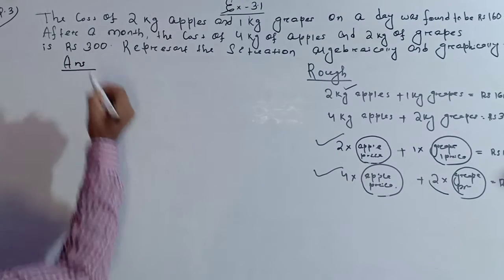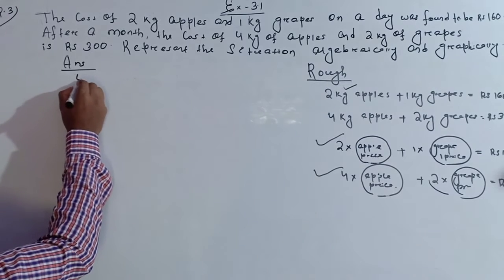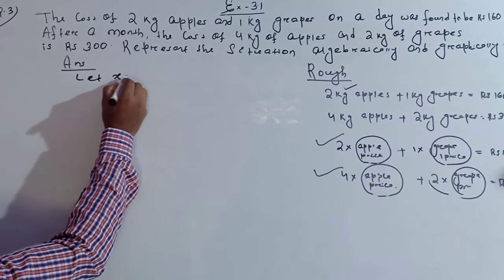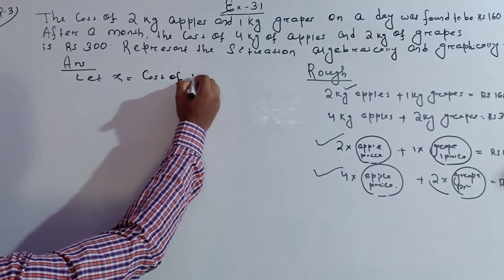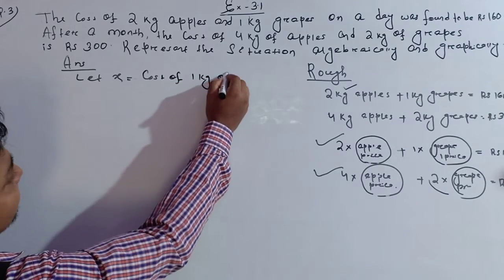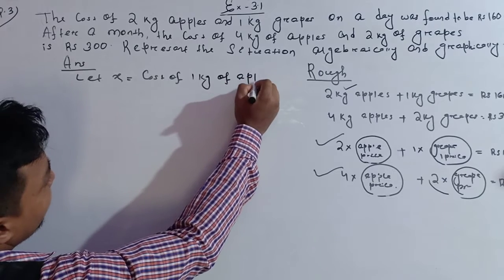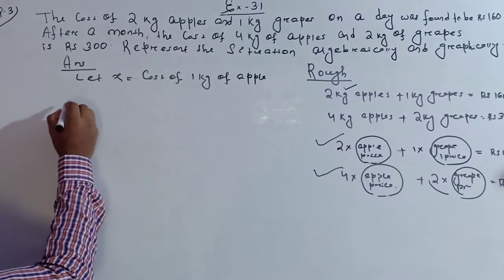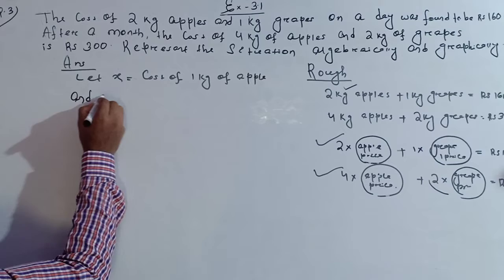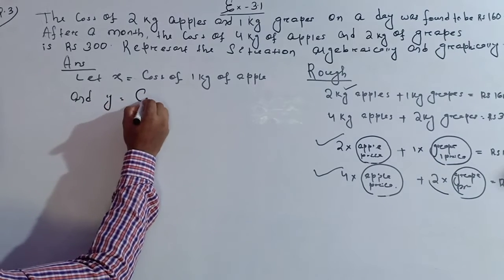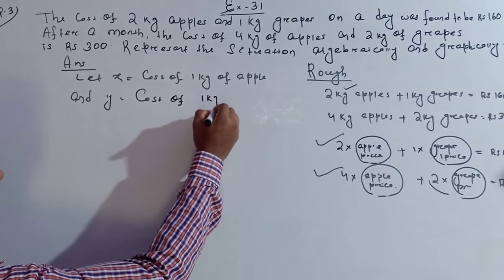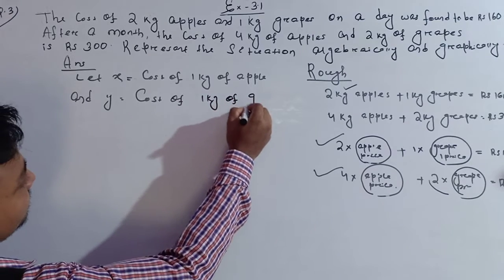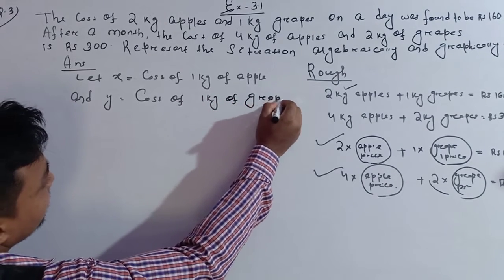See everyone, let x equal the cost of 1 kg of apple, and y equal the cost of 1 kg of grape.